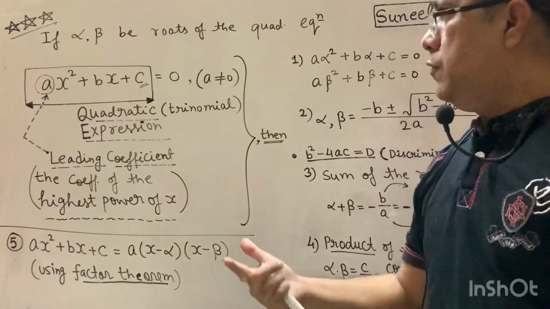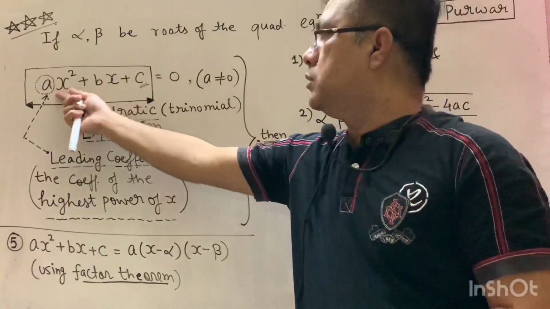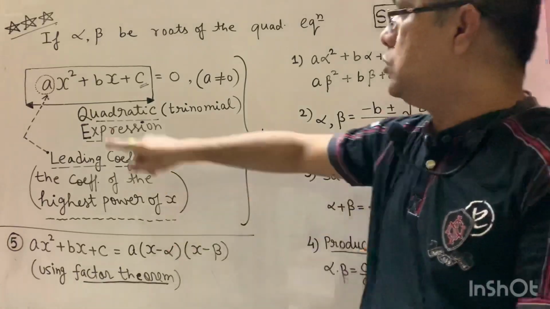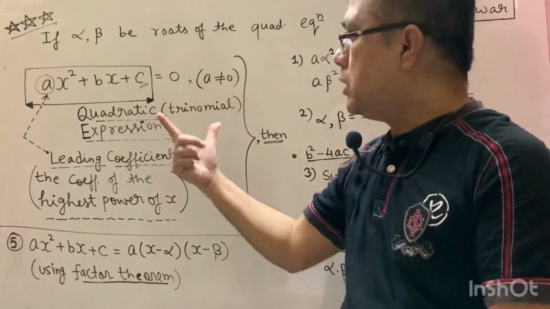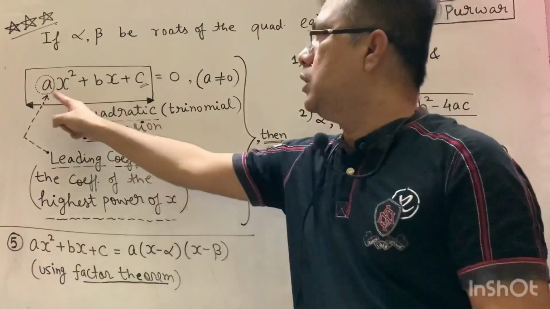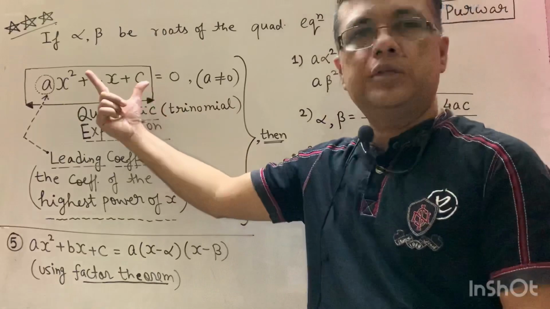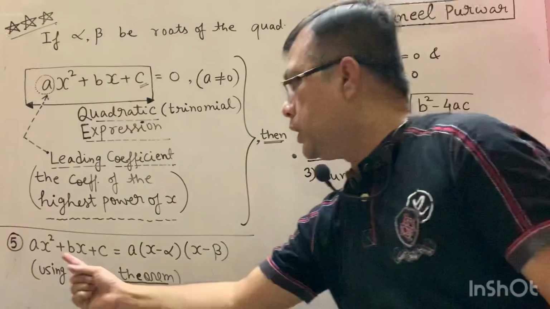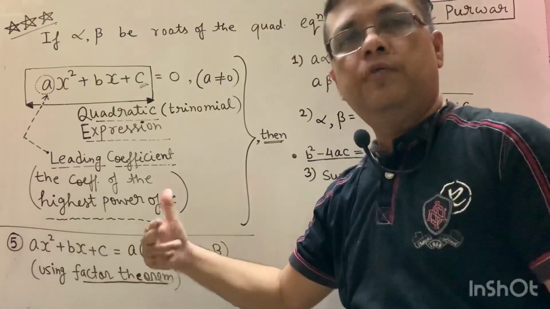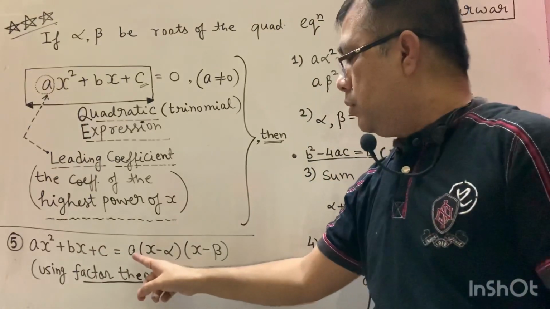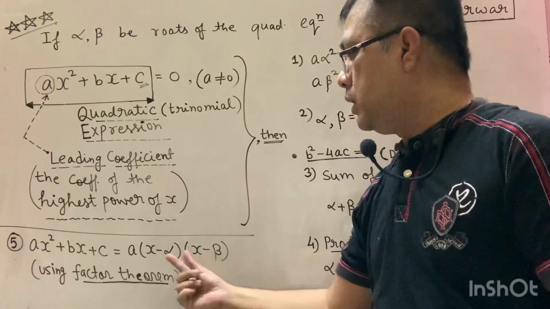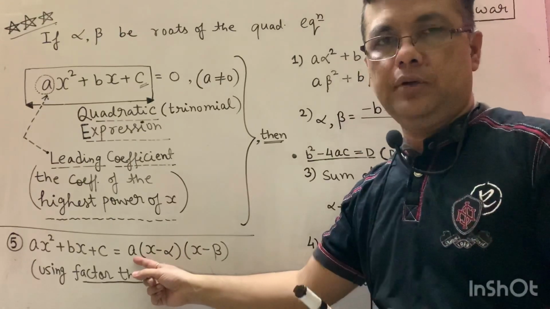So, if alpha, beta are the roots of this quadratic equation, then what is the corresponding quadratic expression? This thing, from this arrow to this arrow: ax square plus bx plus c is the corresponding quadratic expression. So that corresponding quadratic expression ax square plus bx plus c will be equal to the product of x minus alpha, x minus beta, and a, that is the leading coefficient.